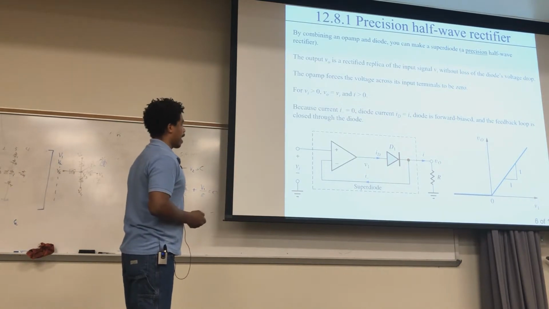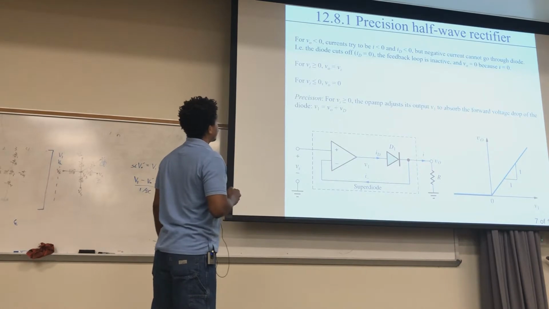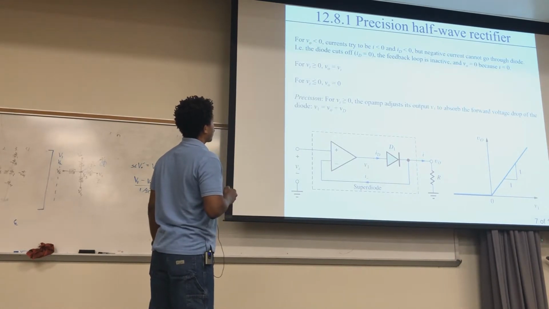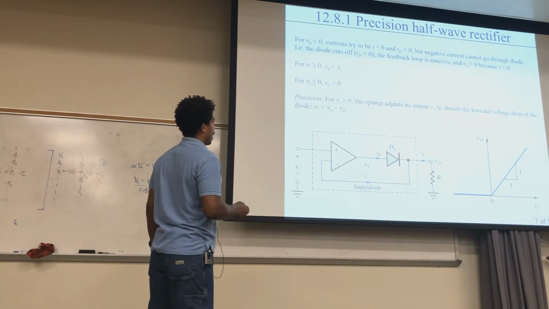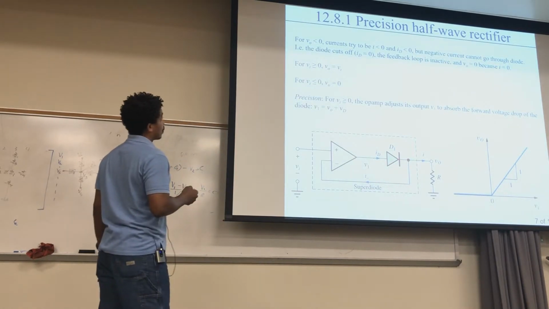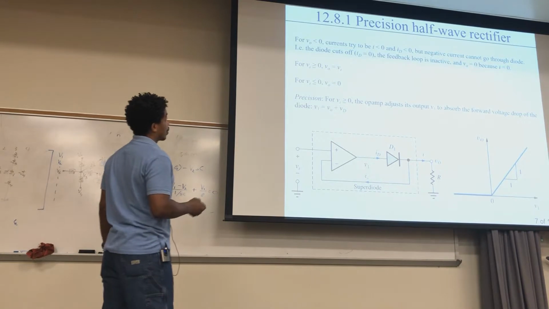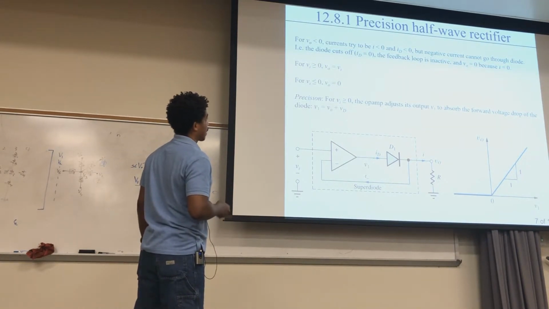Okay, so let's talk about how that works. For Vout being negative, the currents try to be negative, like this current right here tries to go this direction. It can't go this direction, and really because of the way the diode works, it's really difficult to go that direction too. So what happens is that the diode cuts off, this current is 0, and the feedback loop around here is inactive at that point.